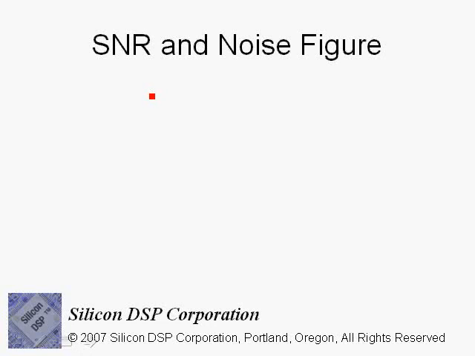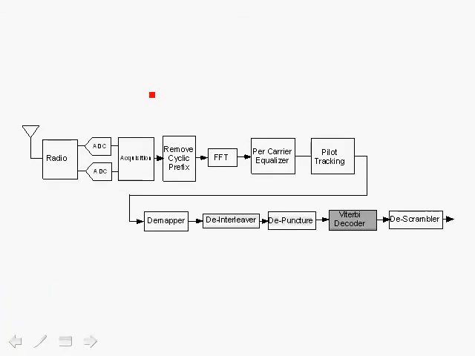In this section we'll talk about signal to noise ratio and noise figure. We are interested in deriving the signal to noise ratio at the input of the analog to digital converter based on the parameters and specifications of the RF analog front end. This diagram shows the block diagram of an OFDM receiver.